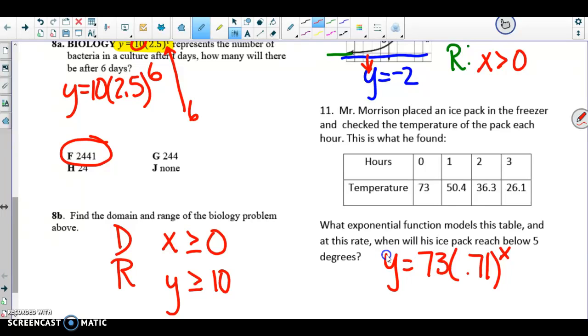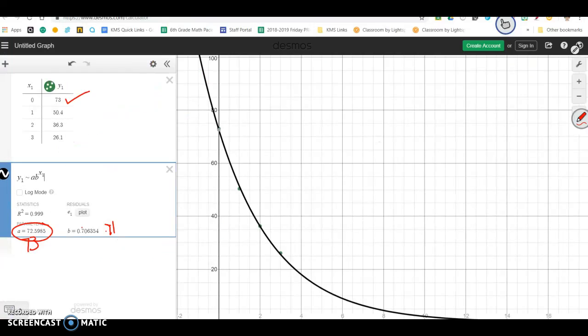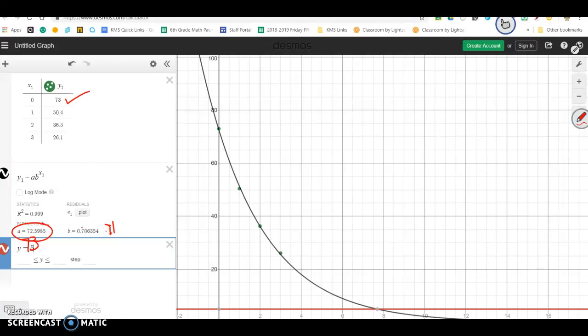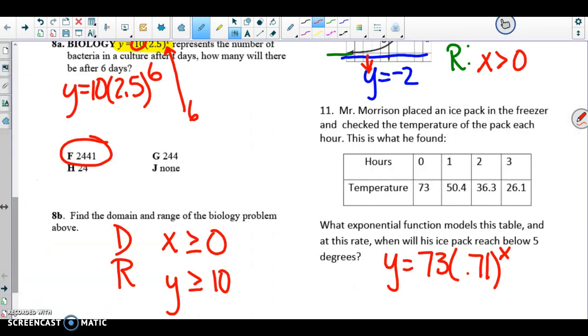And then it says below 5 degrees. So below 5 degrees means that we have to have y equals 5. And when we do that, here's our point for that. And it looks like it was 7.698, or excuse me, 7.696 hours. So it would be good to just go ahead and say after 8 hours. Okay, it's really between 7 and 8 hours. It's during the 7th hour, but it will happen for sure during the 8th hour.